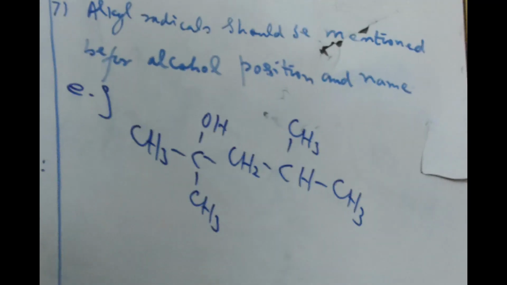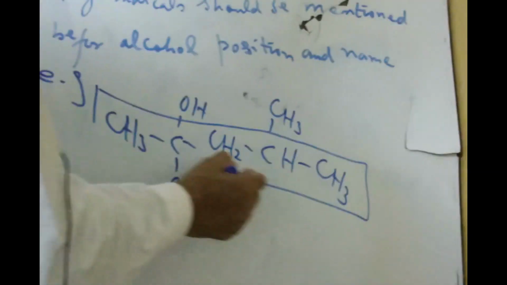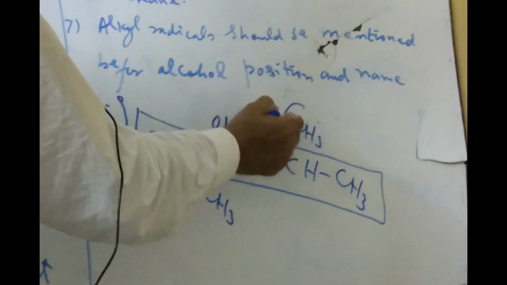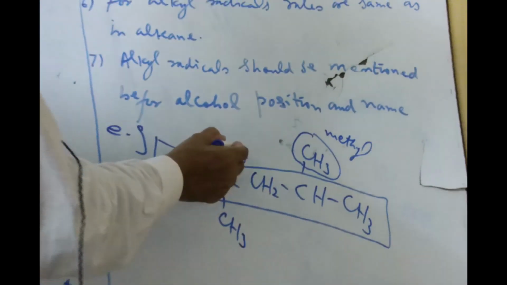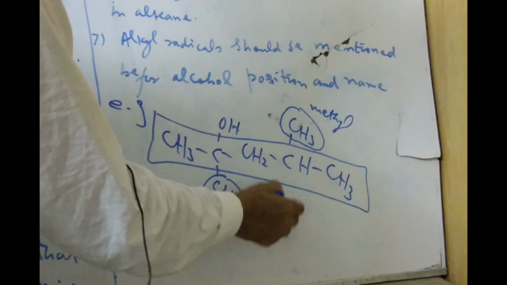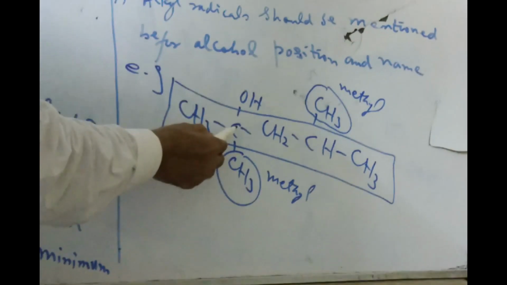Now select the longest chain. 1, 2, 3, 4, 5. 1, 2, 3, 4, 5. So you can select the longest chain, that is this one. Now this OH is the functional group, and you know this is the methyl radical, and this is the functional group. It is attached with the parent chain. Again, you can say that is the methyl. So 1, 2, 3, 4. Position of OH is 4.